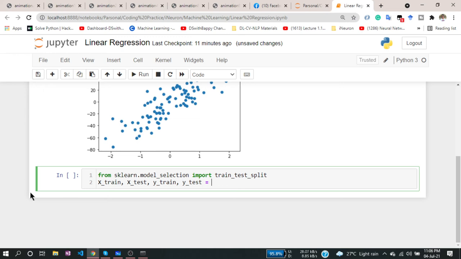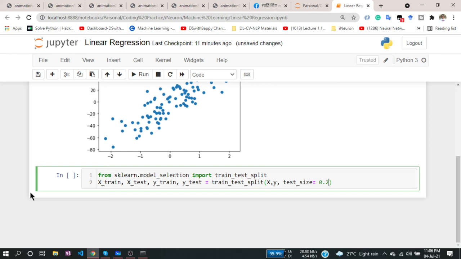So I will just write train test split, then I will pass my X and Y because these are my data. Then I will define my test size. Usually we keep the test size between 10% or 20%. Say test size is equal to 0.2. That means I'm keeping 20% of the data for my testing purpose.